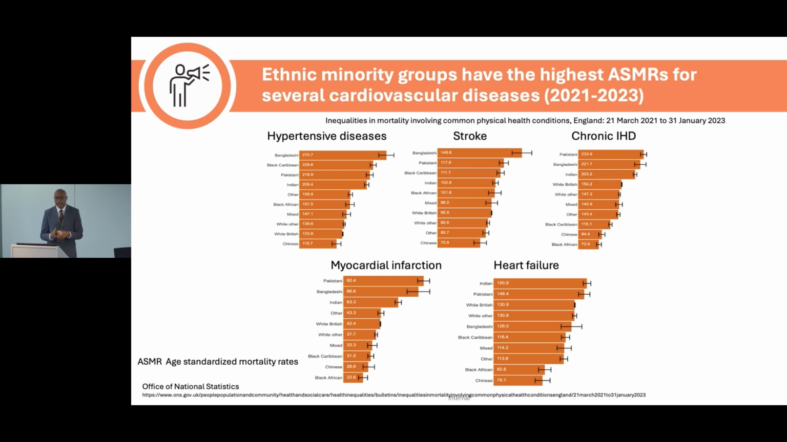South Asians are a heterogeneous group. There's Pakistanis, there's Indians, there's Bangladeshis. And when you look at this data for hypertension, for example, you see Bangladeshis, Black Caribbeans, Pakistanis having the highest rates. Indians lower and Black Africans lower. Things change around a little bit when you look at myocardial infarction. So it's really important to have that granular data at that specific ethnic subcategory as far as we can.